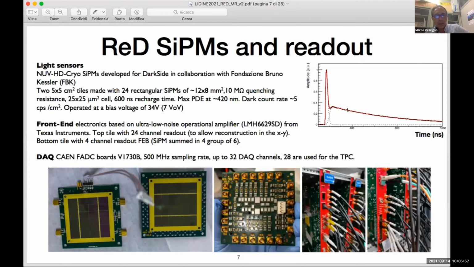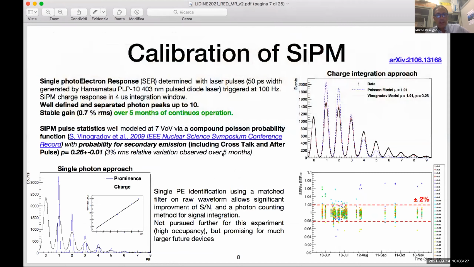The front end allows a readout of the 24 individual silicon PMs on the top side. This will allow a coarse reconstruction in the XY plane, whereas on the bottom plane, the silicon PMs are ganged in a readout of 4 groups of 6. The DAQ is made with a commercial module with a 2 nanosecond sampling rate. The calibration of the silicon PM gain uses laser pulses.